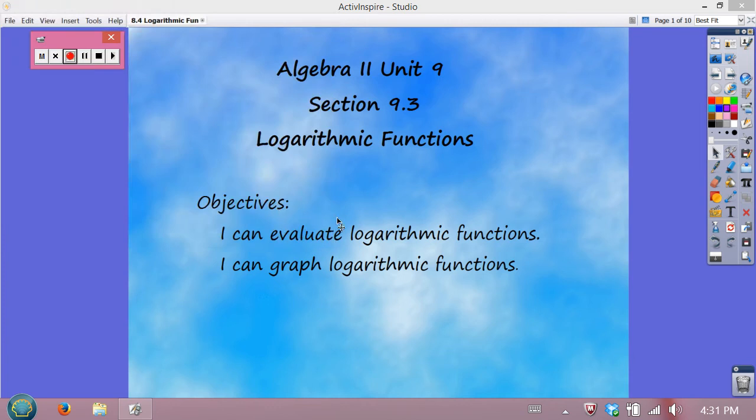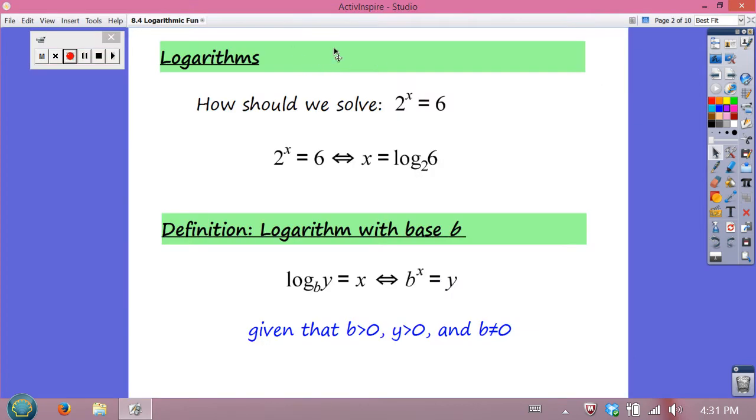In this lesson, we will be evaluating logarithmic functions and graphing logarithmic functions. First, what we want to do is look at logarithms. Logarithms answer the question, how should we solve a problem like 2 to the x equals 6?